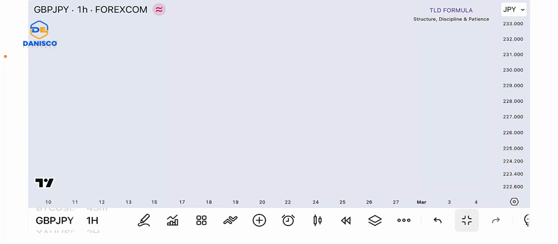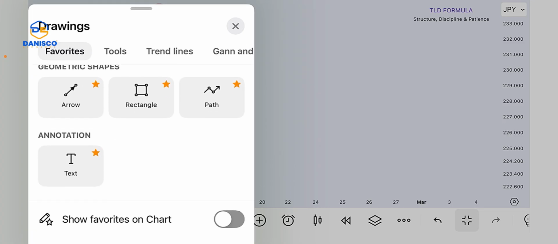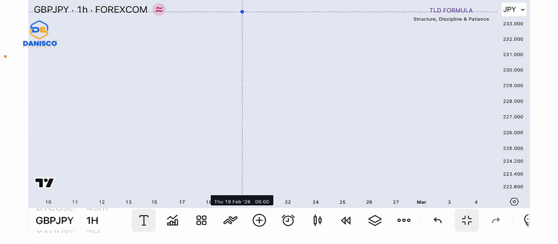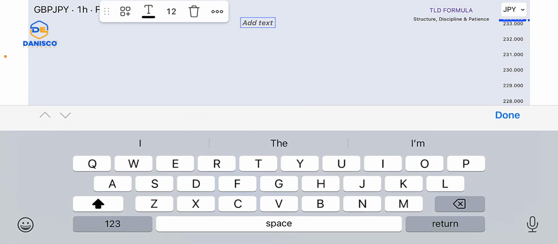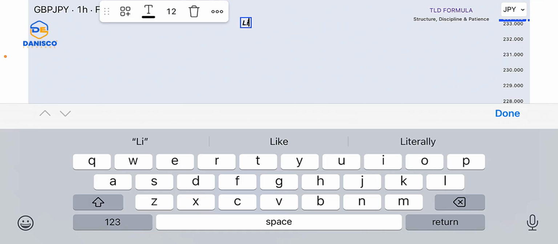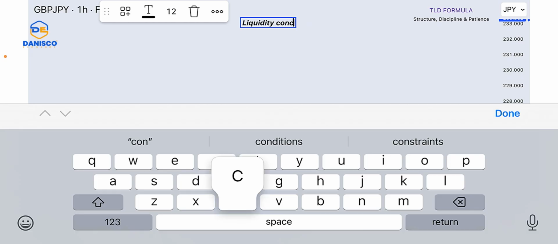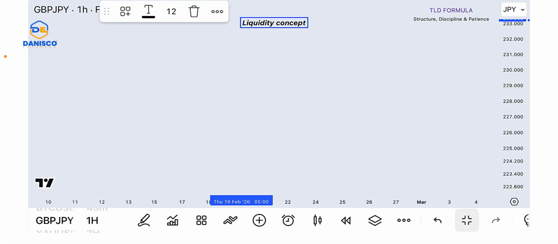I will be talking to you guys on the liquidity concept today. Let me type it out. Liquidity concept. All right. It's a very simple, logical topic, the liquidity concept.